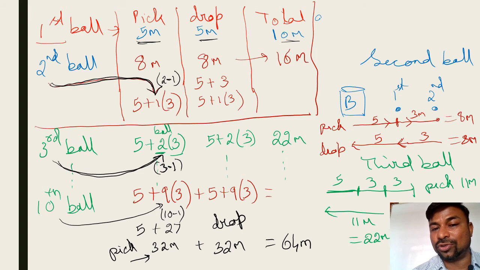5 plus 1 into 3. So 8 plus 8, 16. Third ball, 5 plus 2 into 3. That is, to pick 5 plus 2 into 3 and to drop 5 plus 2 into 3, which is nothing but 22 meters. For the 10th ball, as we have seen, 5 plus 9 into 3 and 5 plus 9 into 3, totally 64 meters. Please remember these values so that we can go for the series now.